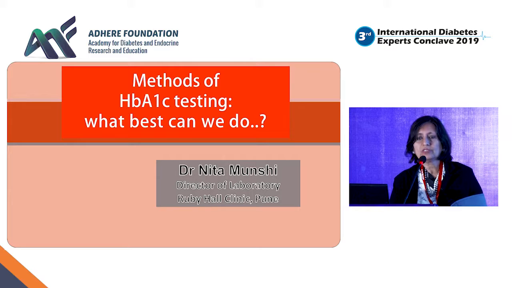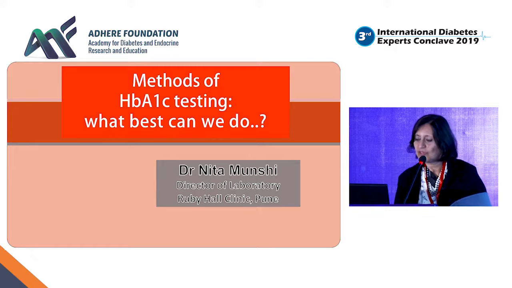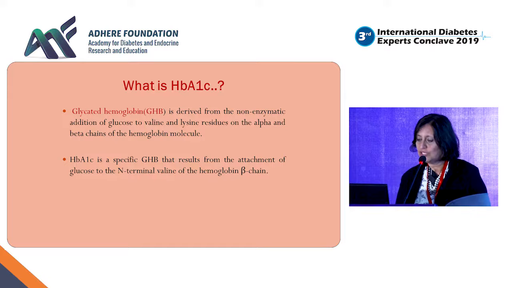Now, with this august audience, I don't really need to discuss what is HbA1c. We all know it's glycated hemoglobin derived from non-enzymatic addition of glucose to valine and lysine residues, and is a specific GHB that results from the attachment of glucose to the N-terminal valine of hemoglobin beta chain. That is why it has the words HbA1c.